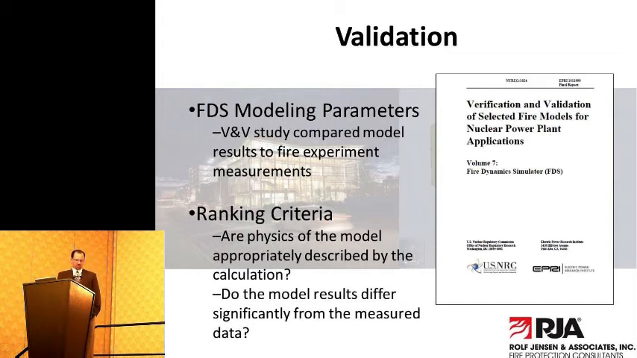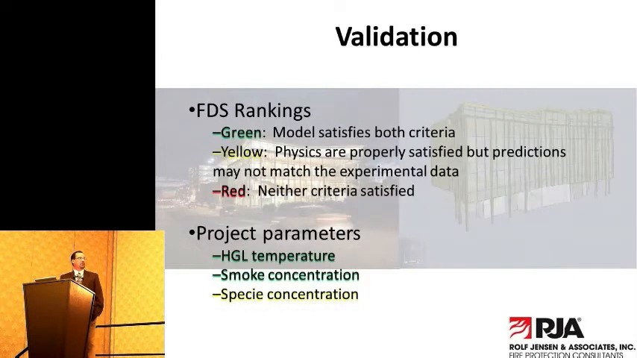Now, in volume 7 of the NUREG document, the FDS study compares 6 fire experiments and all those applications I showed you on the page beforehand. And there's a ranking criteria. So first of all, to figure out if the results are valid, this particular document takes a look at the first question: are the physics of the model appropriately described by the calculation? Is that piece accurate? And if it is, the next criteria ranking is, do the model results differ significantly from that of the measured data? Now, in this document, I thought it was very well presented, and it shows that if both of those criteria are satisfied, you get a green light.